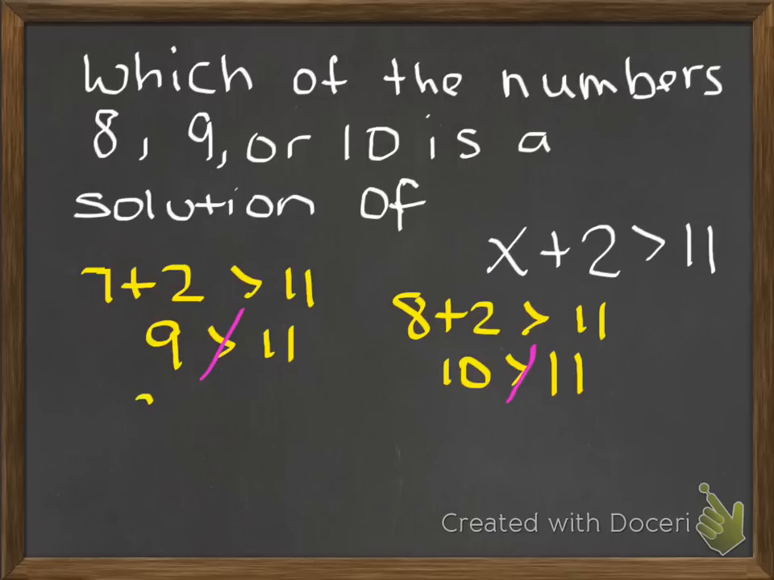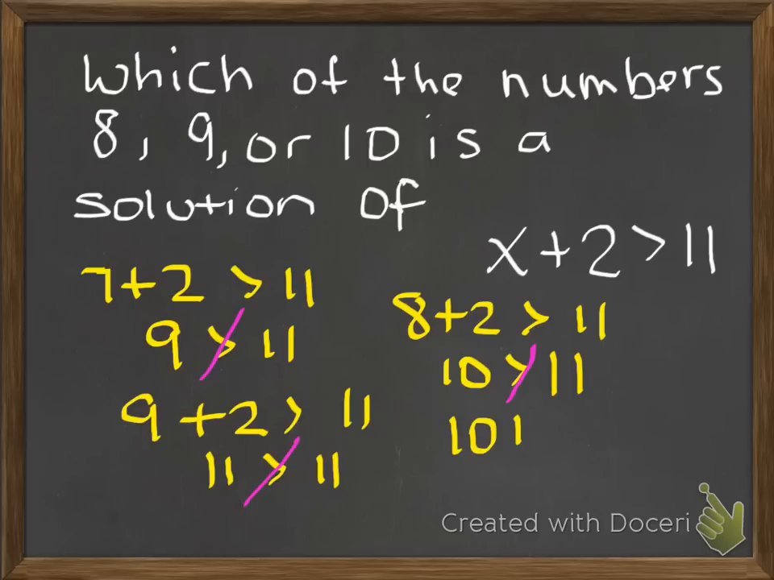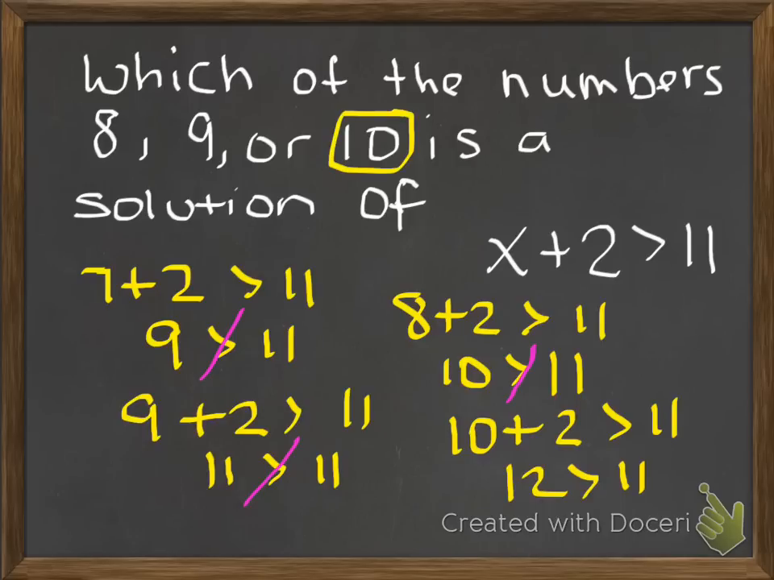So let's go ahead and do 9. So 9 plus 2 is greater than 11. And then 9 plus 2 is 11. And here's the thing, 11 is not greater than 11. 11 is 11, so you would have to have an equal sign for that to be a solution. So now let's plug in our last one. Like I said, I just changed that. So it's going to be 10 plus 2 is greater than 11. 10 plus 2 is 12, and 12 is in fact greater than 11. So we would say that the solution would be 10.